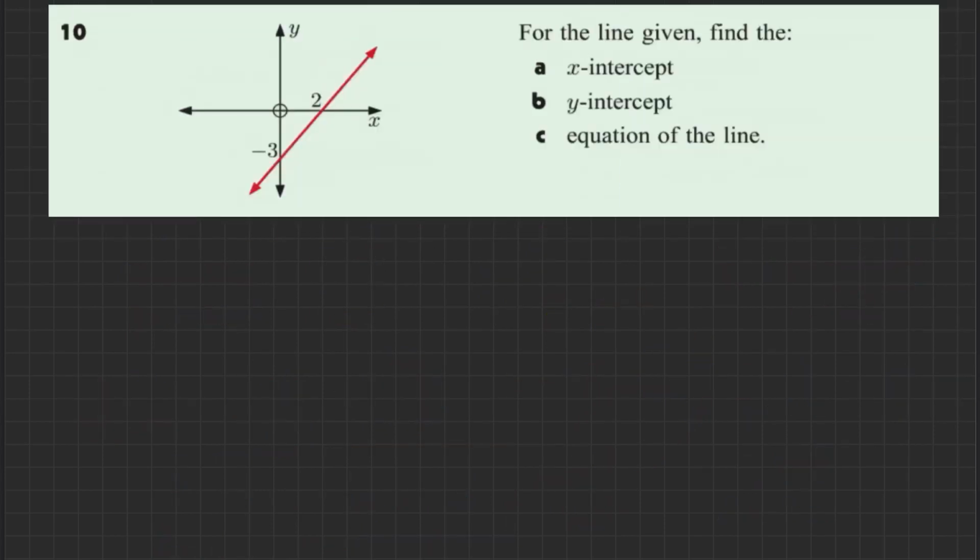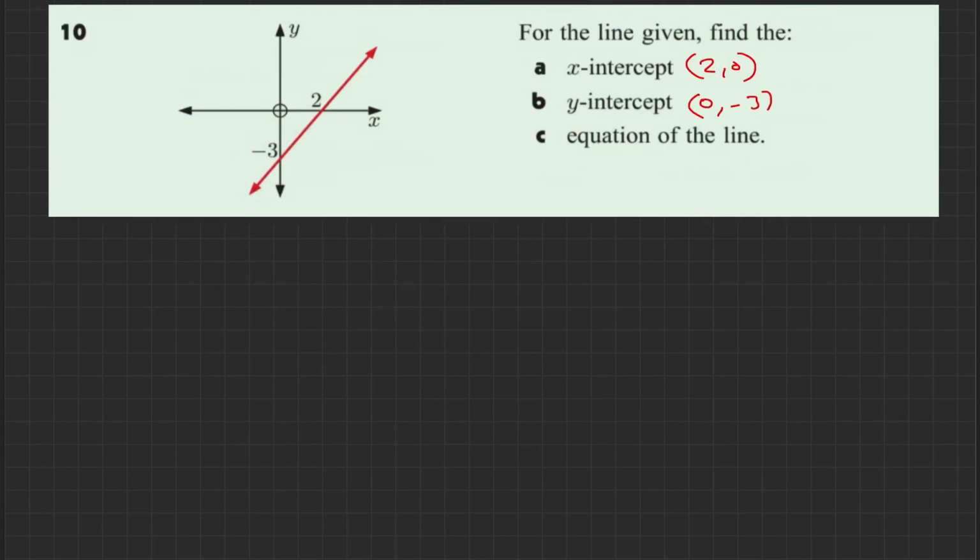Okay, the final question. For the line given, find the x-intercept, the y-intercept, and then the equation of the line. So the x-intercept is where the line cuts through the x-axis, and at this point we have 2, 0. So that's the coordinate for the x-intercept. The y-intercept happens when the line cuts through the y-axis, and that's at -3. So we have 0, -3.